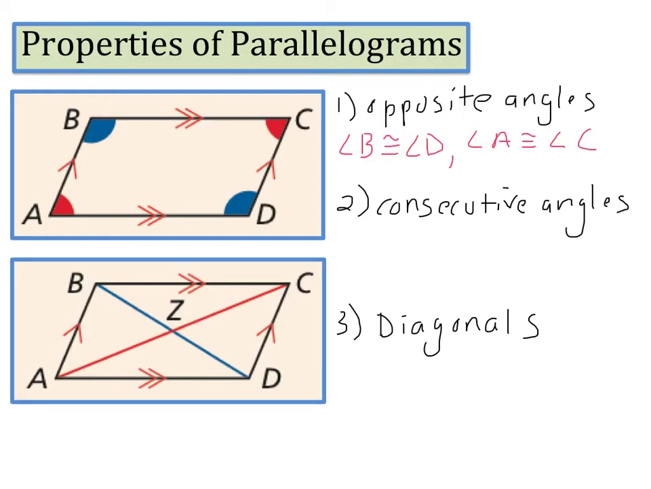Okay, consecutive angles. So if a quadrilateral is a parallelogram, then its consecutive angles have to add up to 180. So we say they're supplementary. So consecutive angles are supplementary.